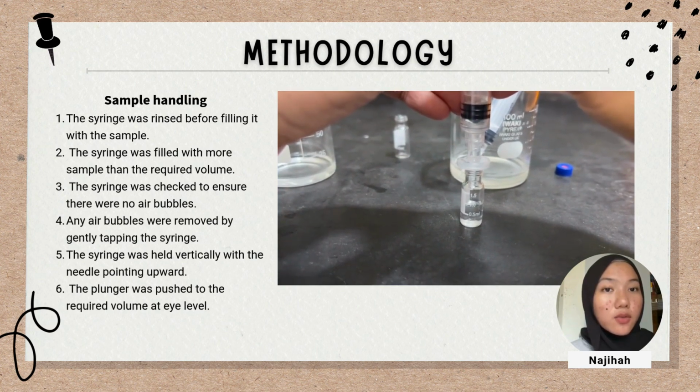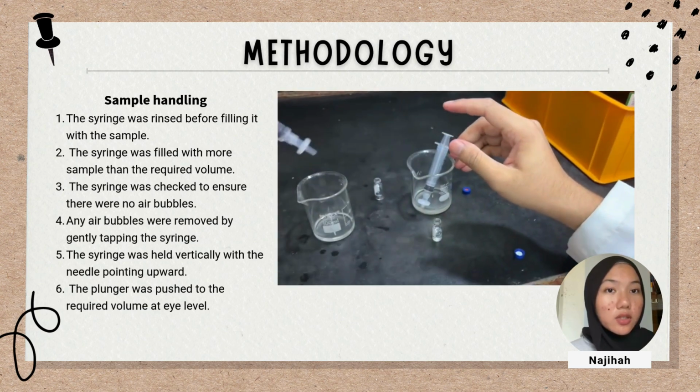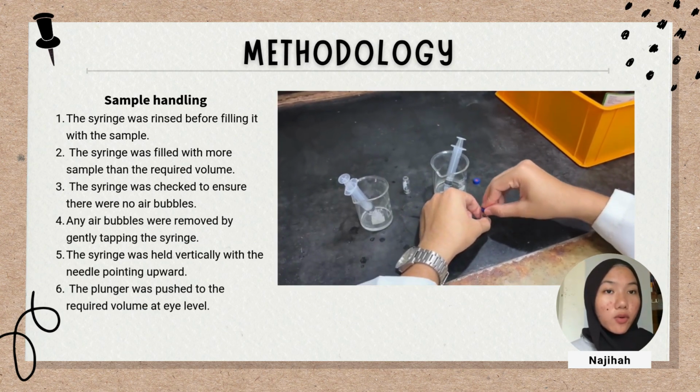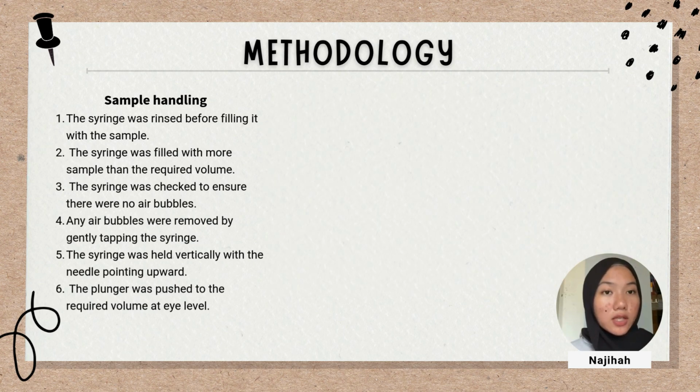After that, the syringe was held vertically with the needle pointing upward. The plunger was slowly pushed until the required volume was reached at eye level. The excess sample was removed using a tissue. Once the sample was prepared, it was injected into the GC injector.